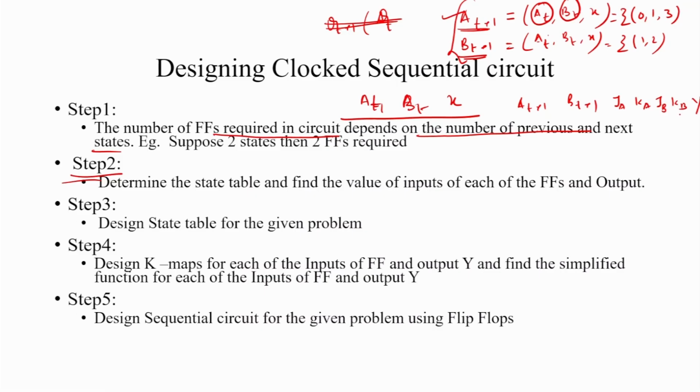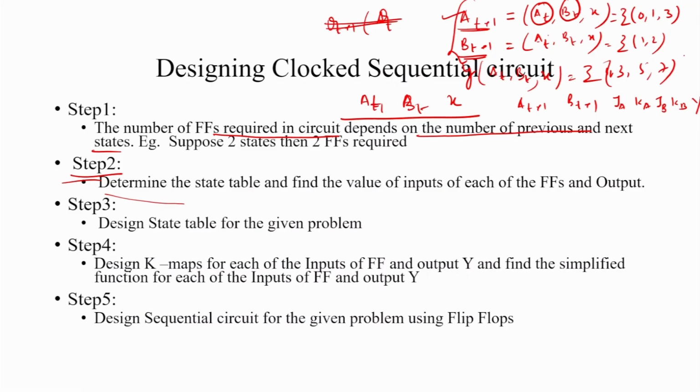The output generated is Y, and the value of Y is written in terms of A(t), B(t) and X, for example as the summation of 1, 3, 5, 7 and so on. This means for these particular minterms corresponding to A(t), B(t) and X, the output is 1, and for the rest of the combinations the output is 0. So, determine the state table.